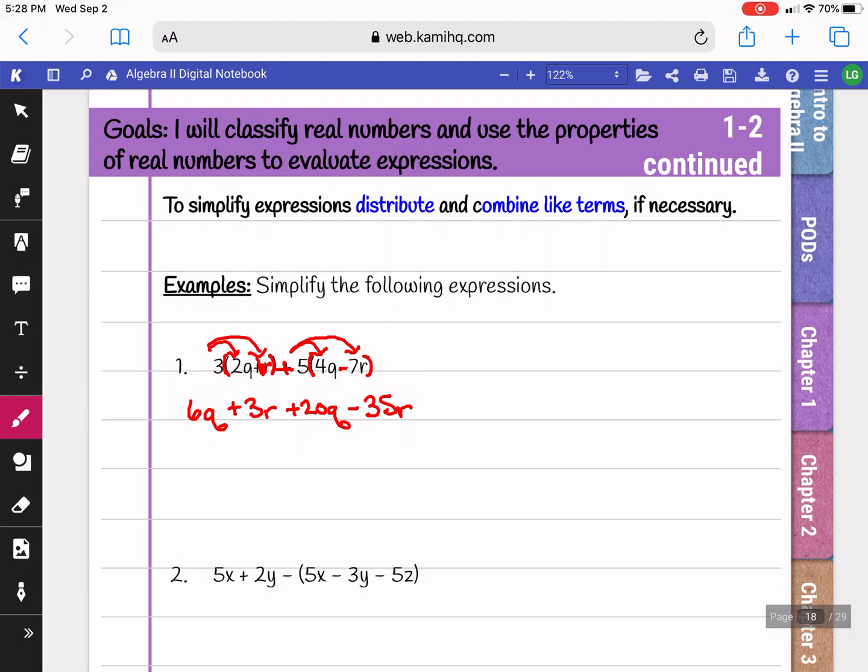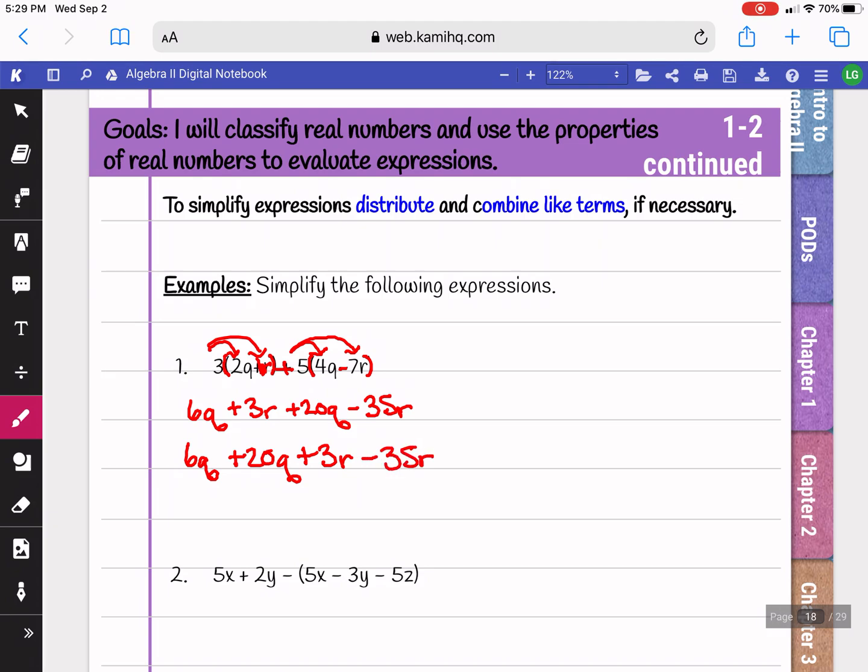From here, I'm done distributing. Now I'm going to combine like terms. When you combine like terms, it's easier if you write the variables that are alike next to each other. And you can do that by using the commutative property. So we're just going to move stuff around. So here I have 6q. I want to write the 20q next to it. So positive 20q. Then I'm going to write my r's near each other. So I have positive 3r. And the other one is negative 35r. So I'm just reorganizing it.